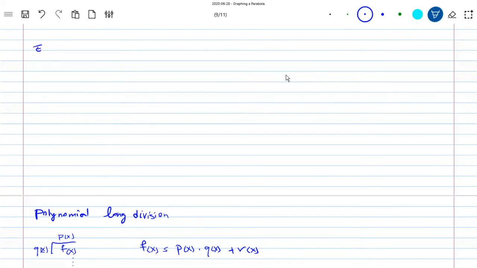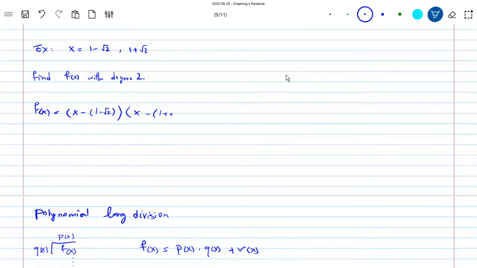Okay, let me show you one more example. Sometimes, let's say given these zeros, x equal to 1 minus root 2 and 1 plus root 2, they ask you to find f of x with degree 2. Here, f of x would be x minus 1 minus root 2 and x minus 1 plus root 2. Okay, this is your solution. This is the result.